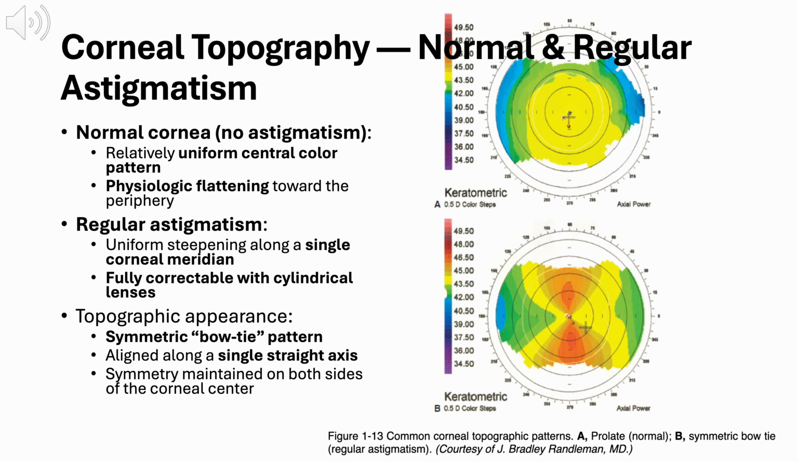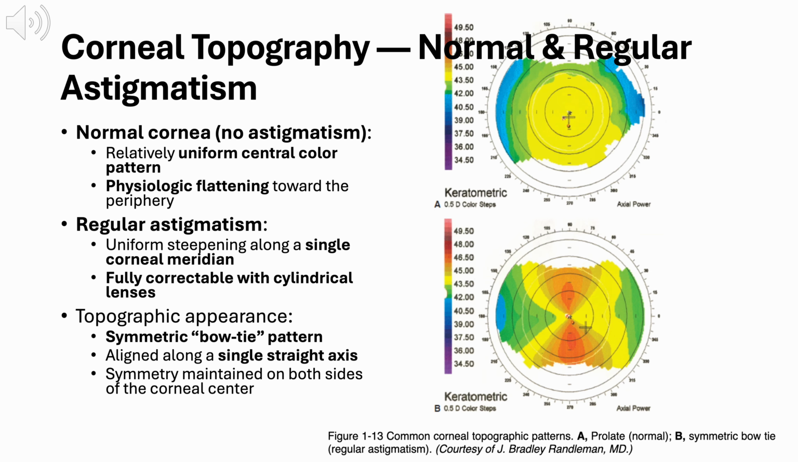This slide shows what normal corneal topography looks like and how it changes with regular astigmatism. In a normal cornea without astigmatism, the map shows a relatively uniform color in the center, with gradual physiological flattening as you move toward the periphery. The pattern is smooth and symmetric, without focal areas of steepening or irregularity.